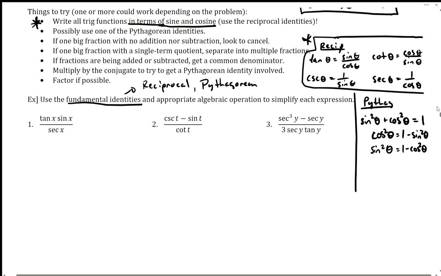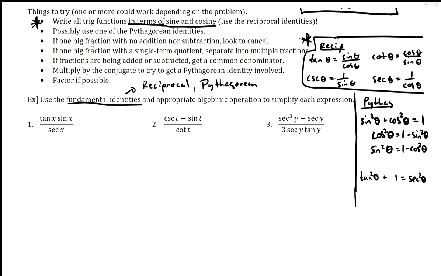Those are our main ones, and if we apply the reciprocal identities first, those should really be the only ones that we need. However, the other ones with non-sine and cosines come from the main one. If you divide all of these by cosine squared, here's our other one: tangent squared theta plus 1 equals secant squared theta.